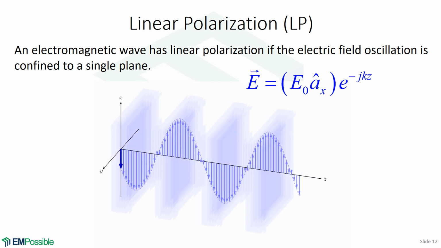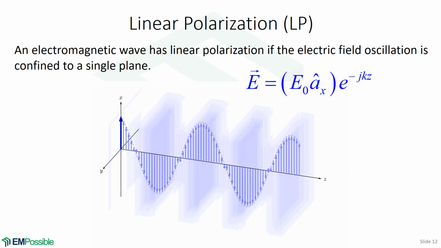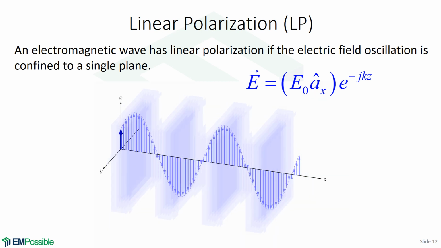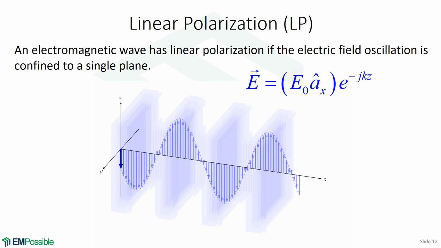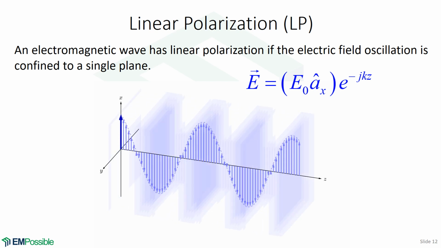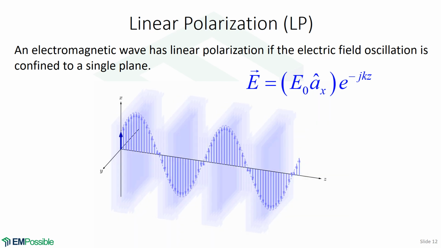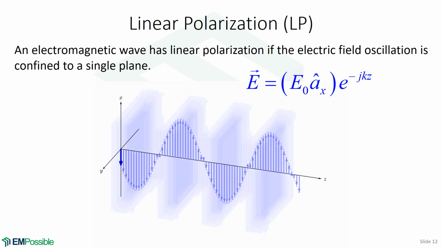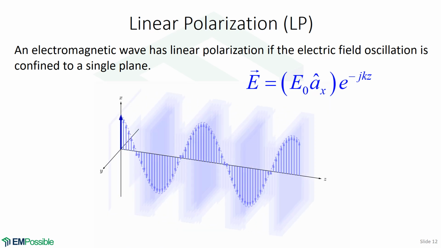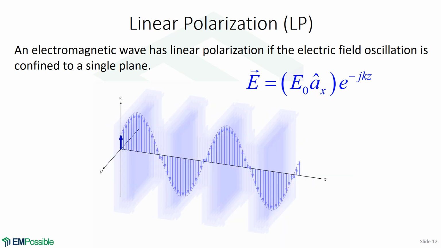So aside from that, notice the electric field here is oscillating purely along the x-axis. The wave itself is traveling in the z direction, but the electric field is oscillating along the x-axis. Remember, the electric field always has to be perpendicular to the direction of the wave. So x and z axes are perpendicular.